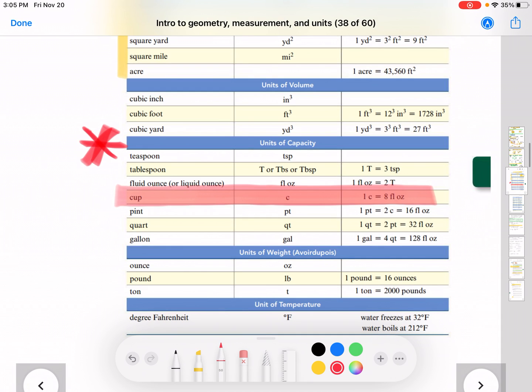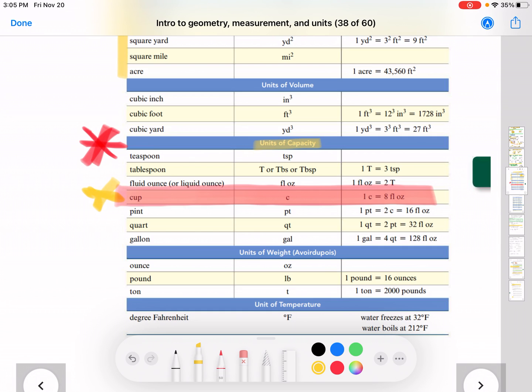Now, when we get into volume of liquids, oftentimes we refer to other things. They call these units of capacity, but they are really volumes. Teaspoons, tablespoons, cups, pints, quarts, gallons. You could convert gallons to how many cubic feet are in a gallon, or how many gallons are in a cubic foot.